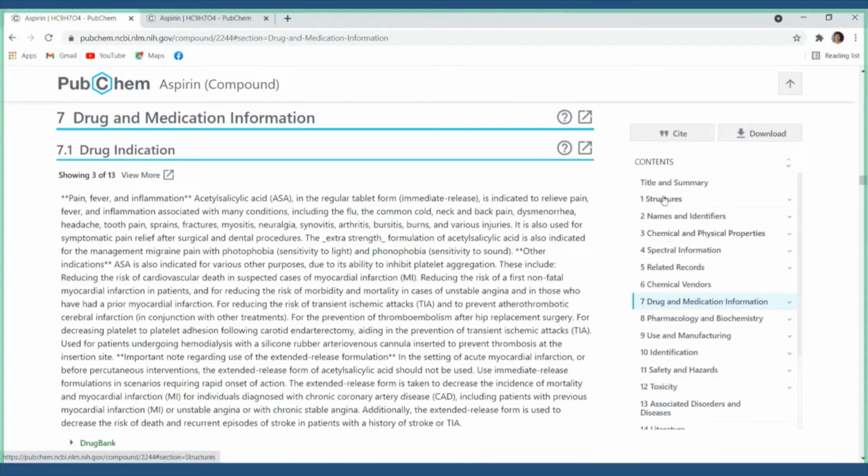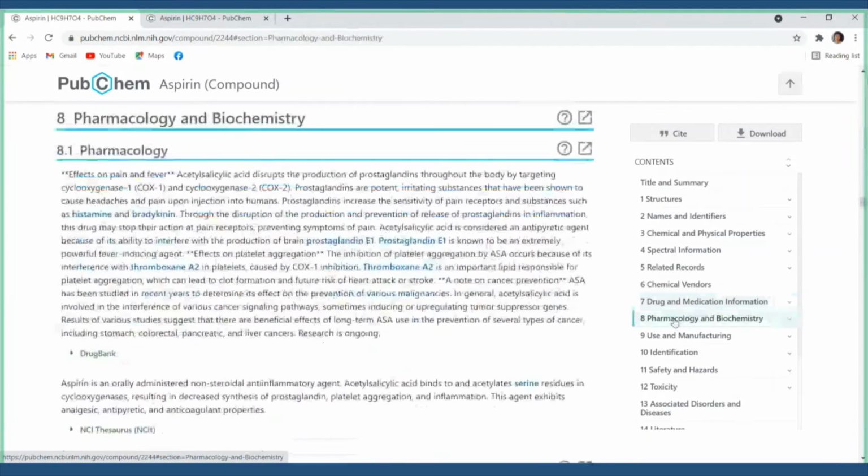It has been segmented: the structure, the name, chemical and physical properties, spectral information, related records, chemical vendors, drug and medication information, pharmacology and biochemistry. If you want to know about pharmacology, it is talking about how the drug exerts its therapeutic effect, how the drug is metabolized to exert its therapeutic effect in the human body.